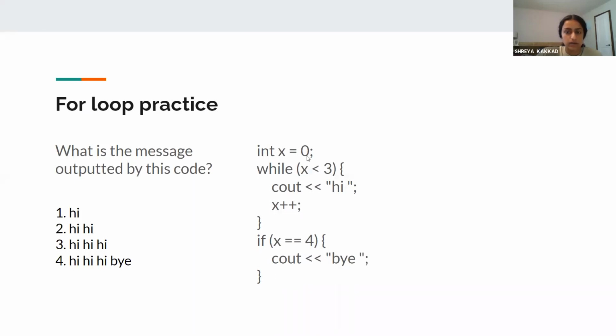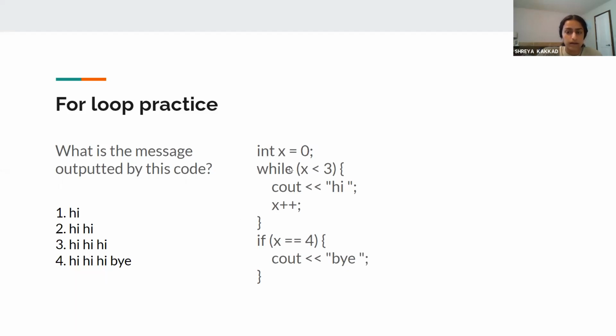So we have x is 0, it checks for the condition. While x is less than 3, then it does this message, and then x updates. And that keeps happening until this condition is false. Then it's going to come down here. It's going to check if this is true. If it is, then it's going to do this stuff. If it's false, then it's not going to do anything, and then the program is done.